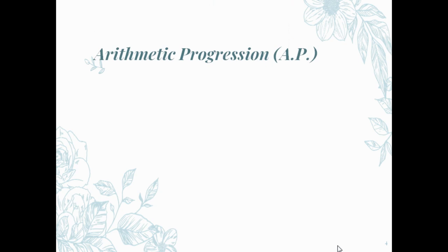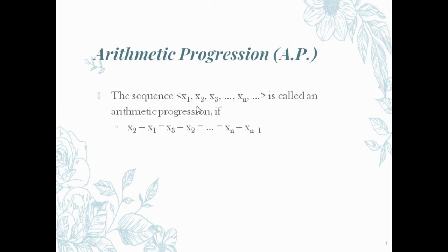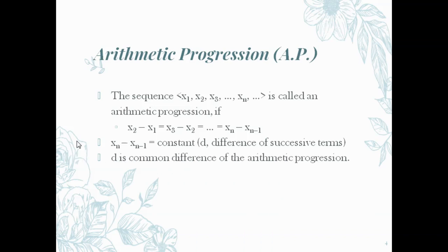Arithmetic progression or AP. The sequence x1, x2, x3, ..., xn is called an arithmetic progression if x2 minus x1 equals x3 minus x2 equals ... equals xn minus xn-1. It means the difference of two successive terms always remains constant. Then such a type of sequence is known as arithmetic progression. This constant is represented by d, which is the difference of successive terms. Here d is the common difference of the arithmetic progression.